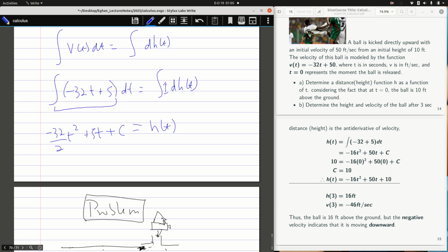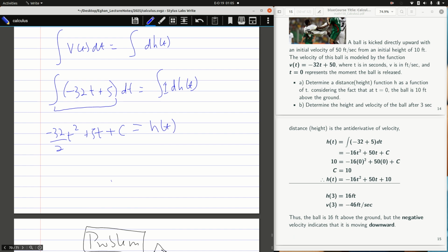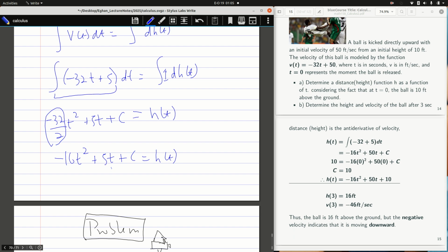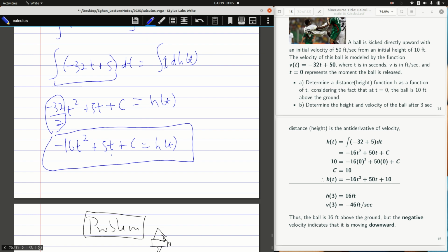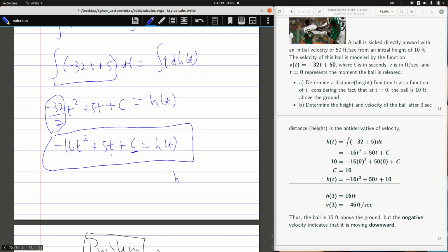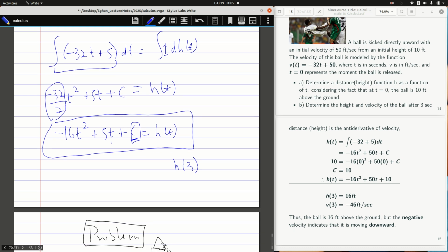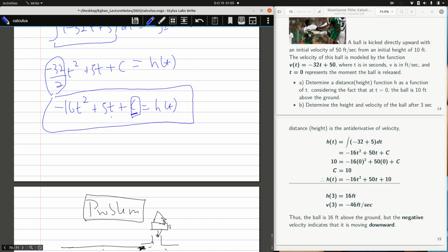Let me simplify this. I'm going to get negative 16t squared, because I'm dividing through by 2, plus 5t plus c equal to h of t. As simple as that, I found my function of t. Either I leave it here or I go ahead and find this constant term, because I can't find the height at 3 seconds while this constant is still unknown. So again, we employ the initial condition given. The initial condition was that the height at 0 seconds was 10 feet from the floor, or from where it was kicked off.